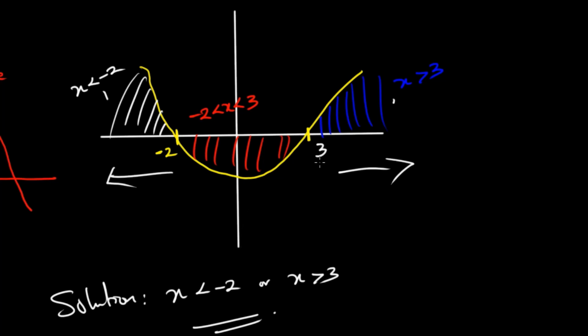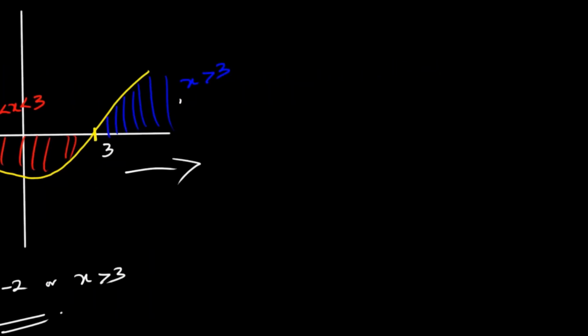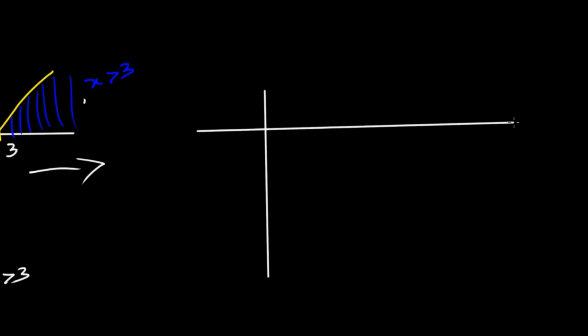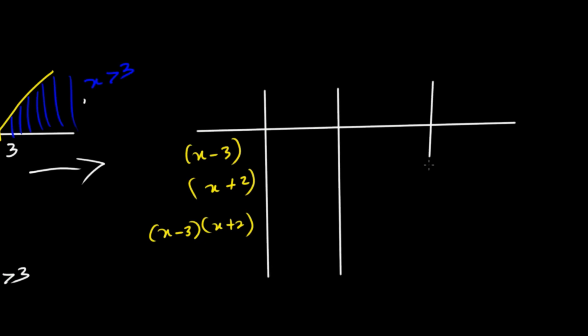And whenever you're looking at less than, just like in the case of the first example, you look at the points below the x-axis. So again, we're going to use the other method, which is the table method. Just like we have seen in the first example, we're going to write out our factors: x minus 3, x plus 2, and the product of x minus 3 and x plus 2. This is method 2.